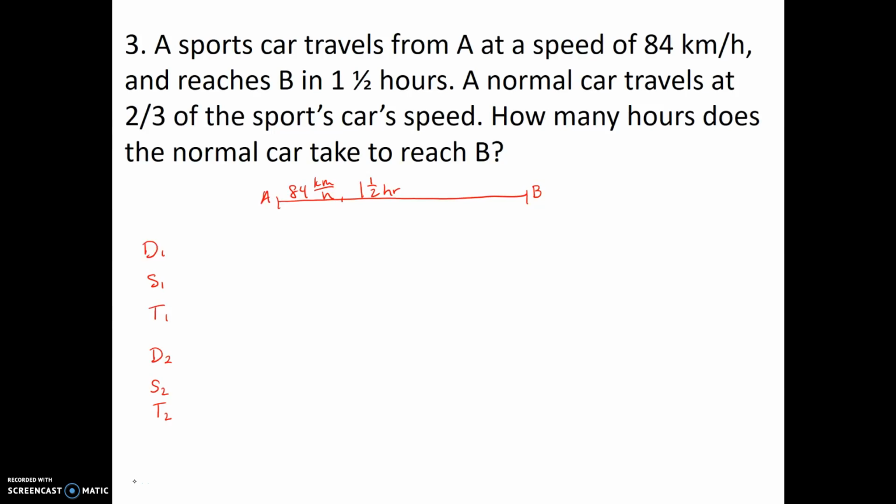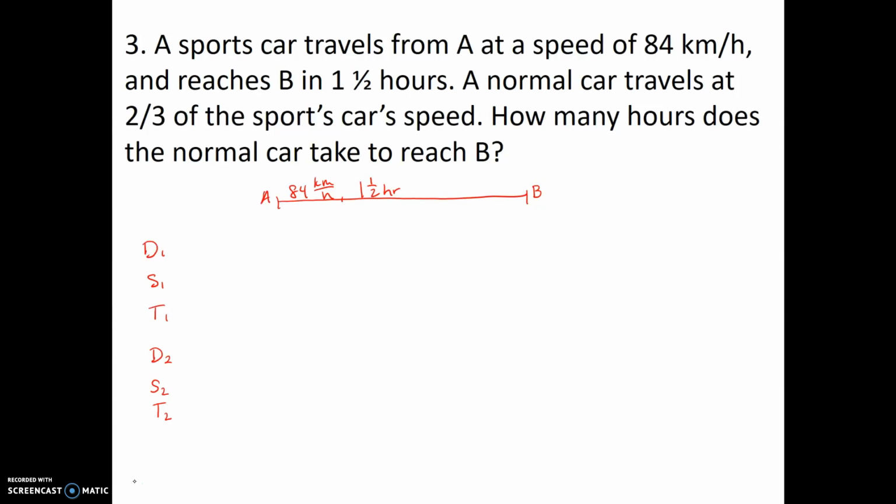Let's just continue where we left off with number 3. And you can see I've already got my D1, S1, T1, my D2, S2, T2 down here on the side, and you should be doing the same on your paper just to make sure that you keep everything organized. Okay, a sports car travels from A at a speed of 84 kilometers per hour and reaches B in 1.5 hours. A normal car travels at 2/3 of the sports car's speed. How many hours does the normal car take to reach B?